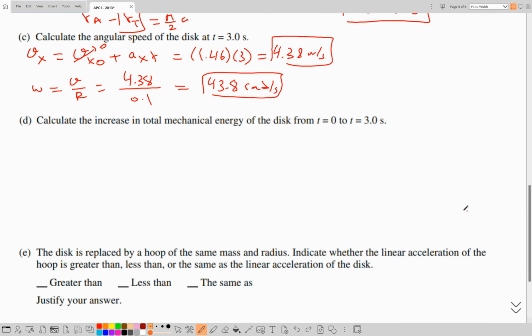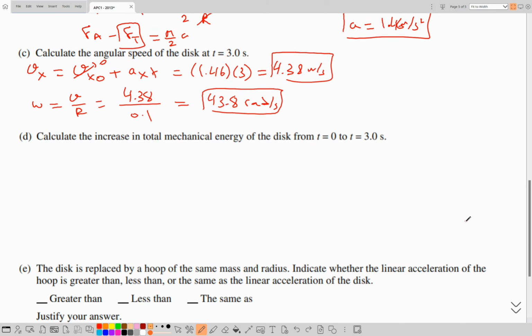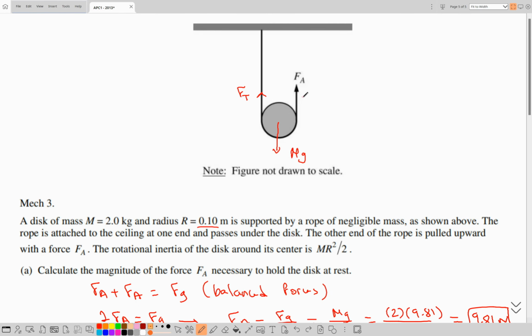Now in part D, we need to calculate the increase in total mechanical energy of the disk from t equal to 0 to t equal to 3 seconds. Now the increase would be the change in the mechanical energy, and we're talking specifically final minus initial, because upon applying this force F, we are injecting energy into the system, and energy will appear in two versions. One of them is the speed, which is kinetic, and the other one would be the elevation, which is the increase in gravitational potential energy.